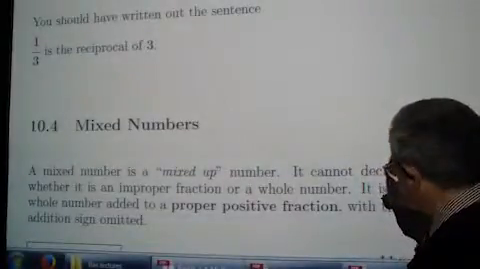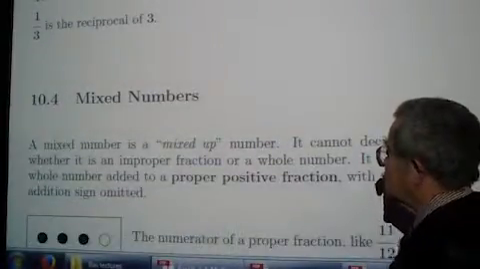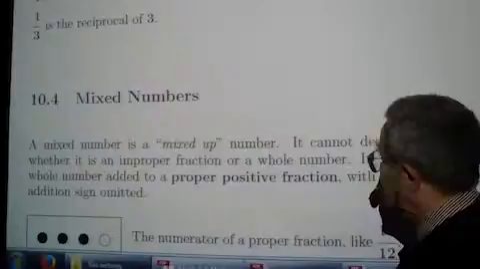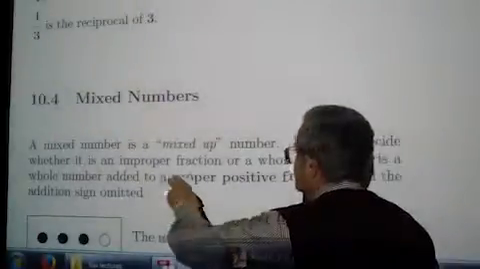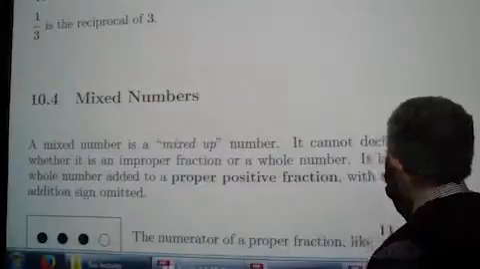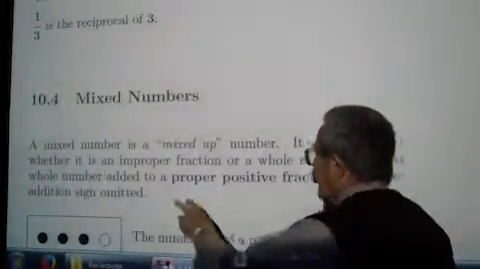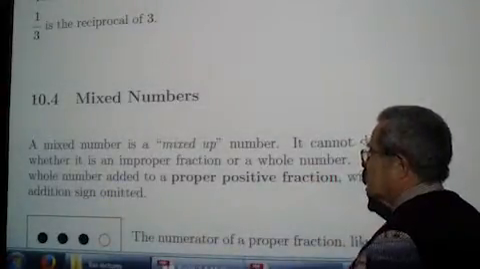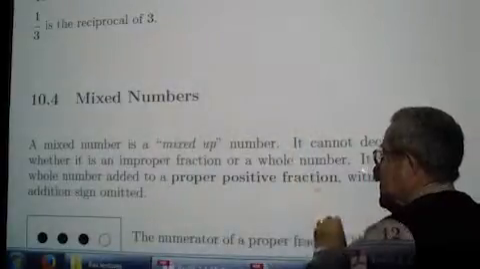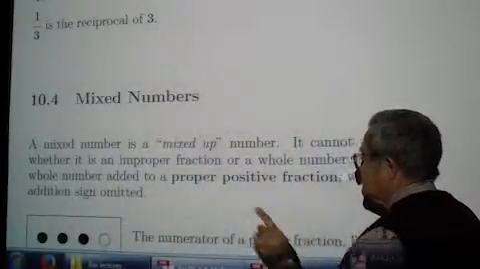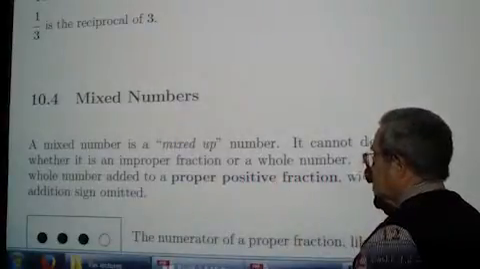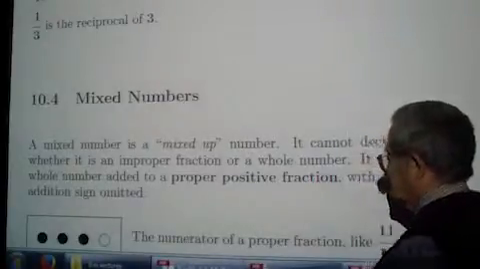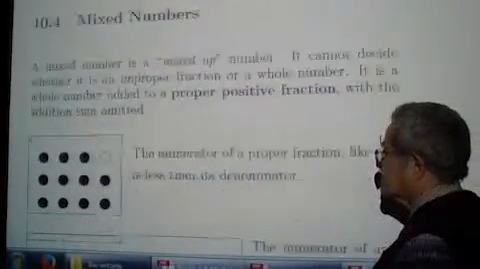Okay, mixed numbers, I thought we had that before. A mixed number is a mixed up number. That's my own term, mixed up. It cannot decide whether it is an improper fraction or a whole number. It is a whole number added to a proper positive fraction with the addition sign omitted. So you have a whole number and you have a positive proper fraction, fraction less than 1. And there's an "and" in between. So that's a mixed number. Whole number plus a proper fraction.